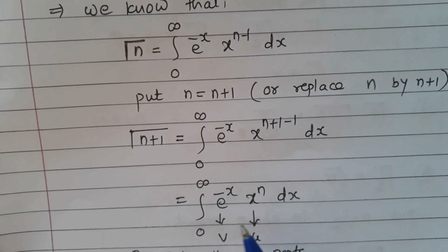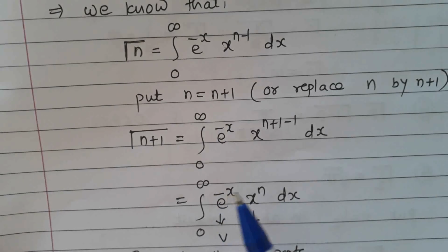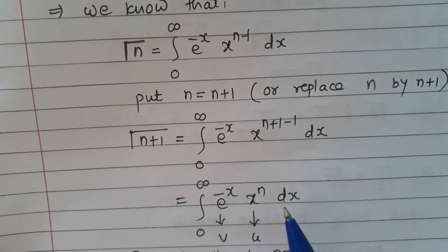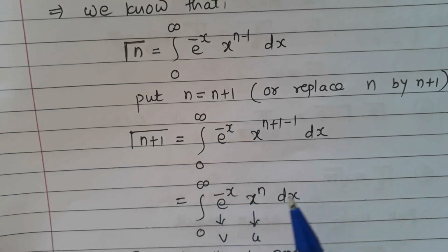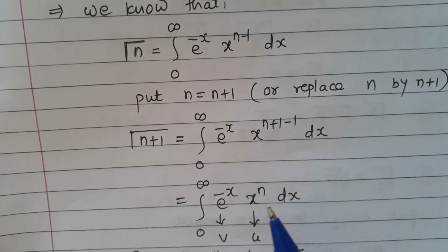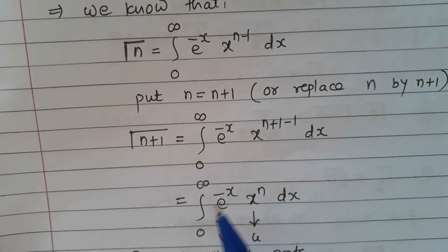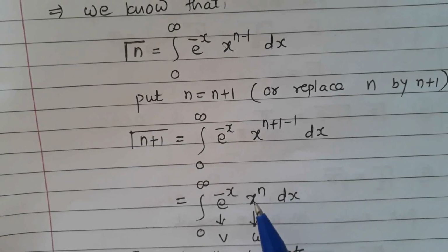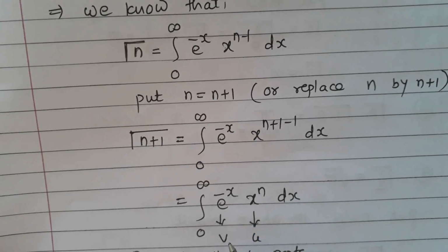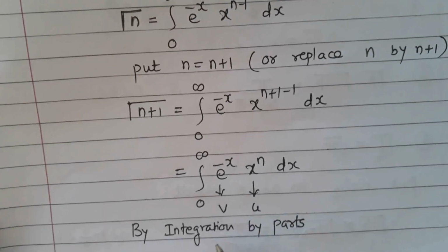So two functions are left here: the integral from 0 to infinity of e raised to minus x, times x raised to n, dx. Now here we have to evaluate this integral within the limit 0 to infinity with respect to x. So apply the LIATE rule and use integration by parts for the evaluation of this integral. If you observe, to apply the rule, this function is the power function, so consider this as u, and this is the exponential function, so consider this as v, and start to apply the integration by parts.